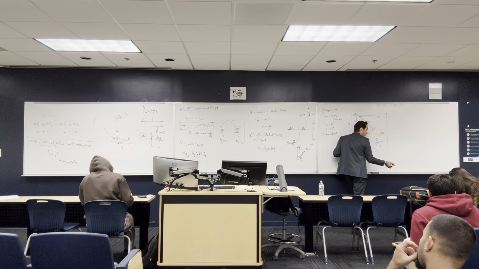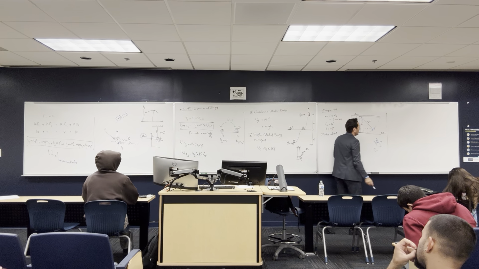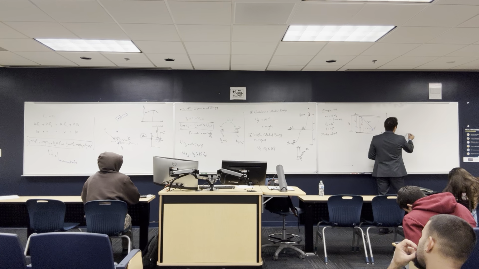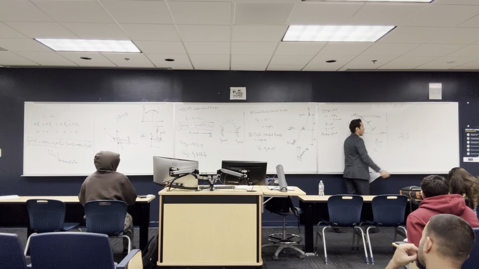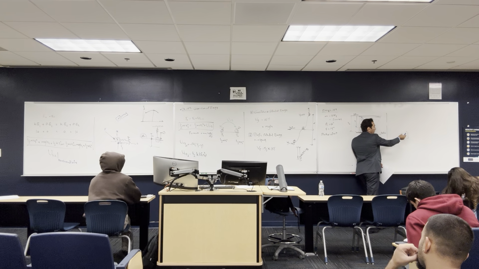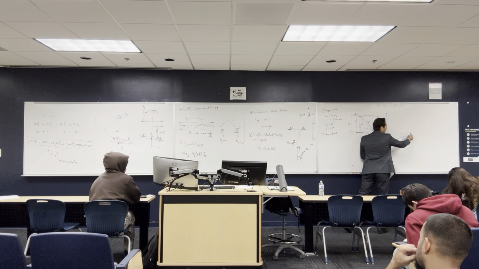Equal to 60 and 20. Okay, let's make this triangle like this. This is 60 and this is 20, and I want to find y. Y is 20 cosine 60, right? And this is going to be 20 sine 60.